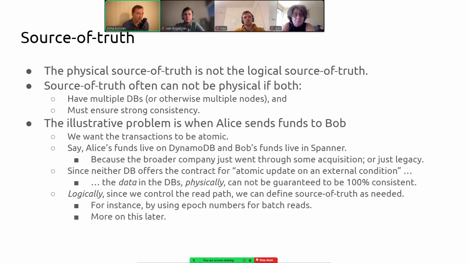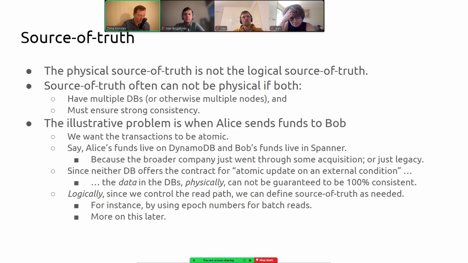For example, in the case of sending funds from Alice to Bob, you could have epoch numbers, eras, like epoch 1, 2, 3, 4, and then the batch get operation could say, okay, get the current epoch number, it's 1700345, and now get balances as of this epoch. This way, even though the data can be in transit for Alice and Bob, once the epoch is marked done, the result you get is consistent. That's quite a simple, I think, example of a logical source of truth.